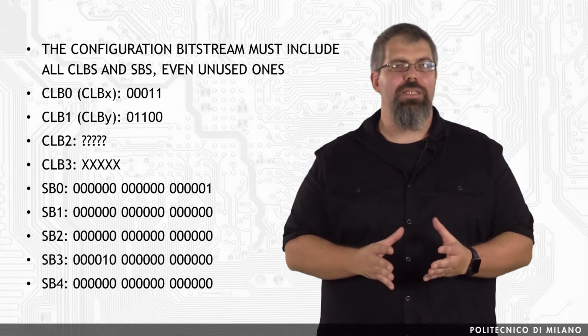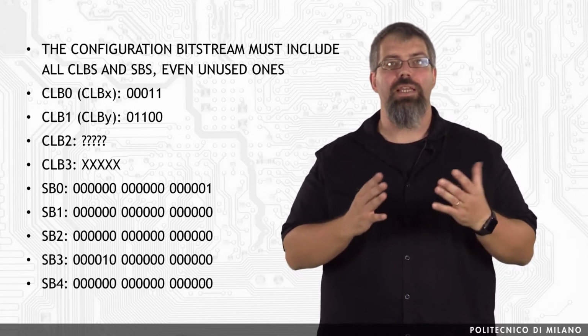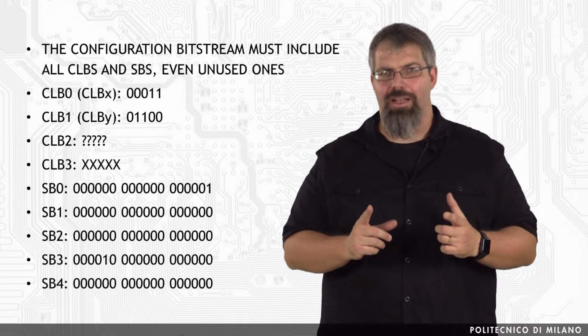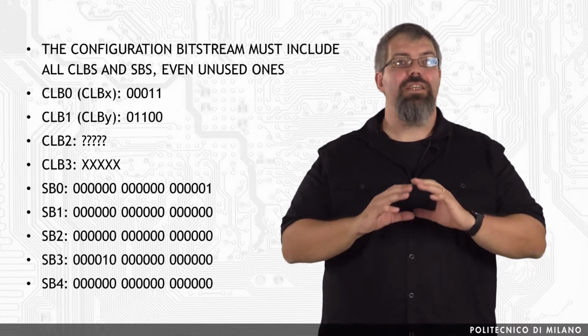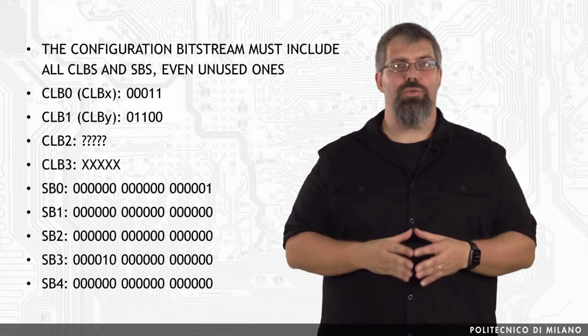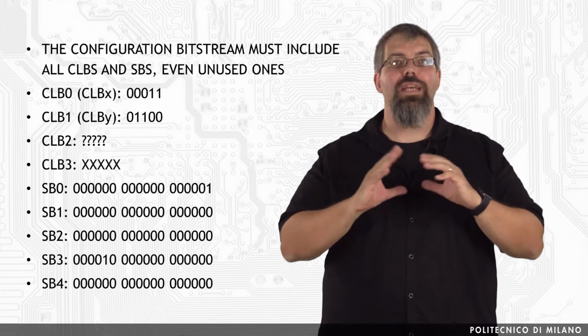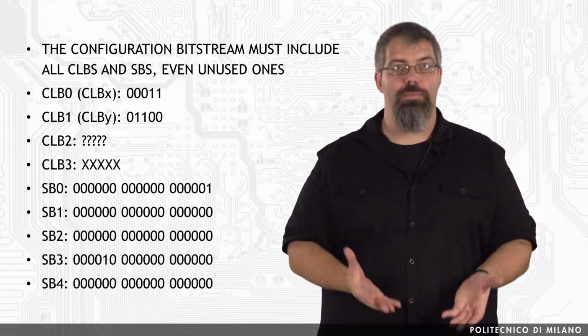Now, we are basically done. Just for the sake of simplicity, we are not going to take into consideration the configuration of the input-output blocks, but still, our configuration bitstream must include all CLBs and switch boxes, even the unused ones. Within this context, this figure provides you all the necessary information stored into our bitstream.